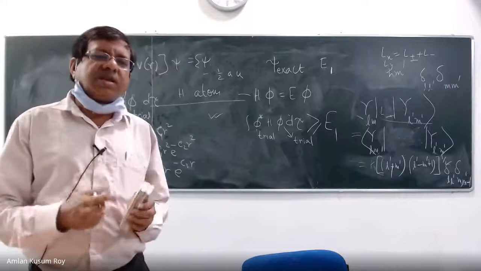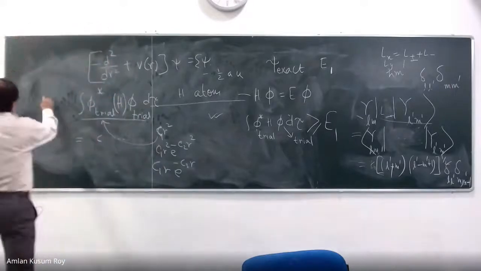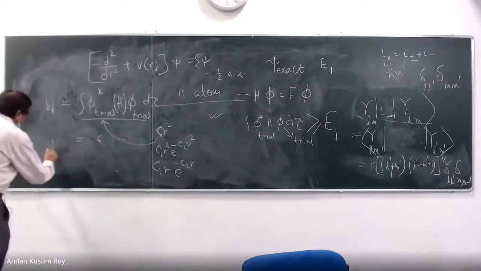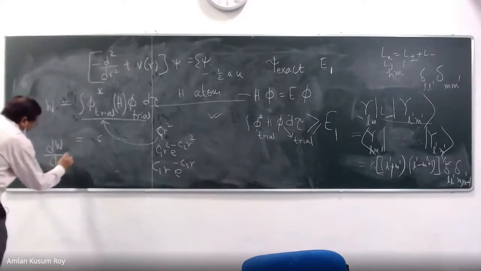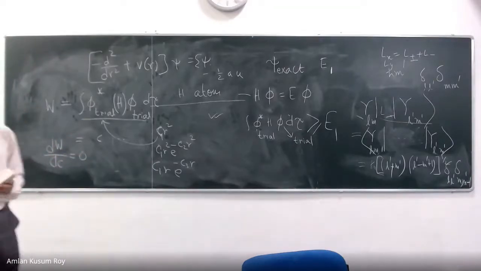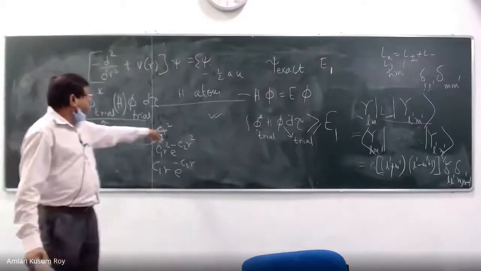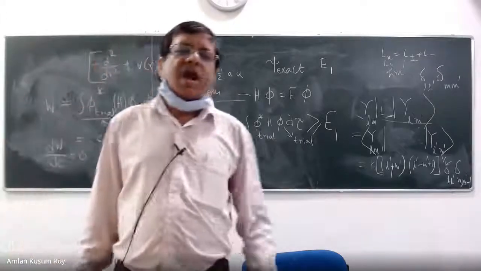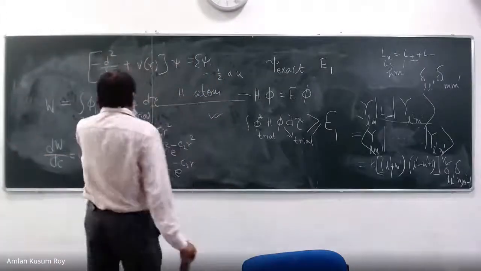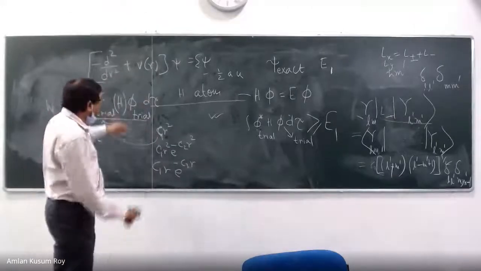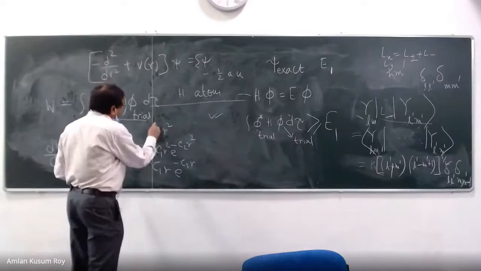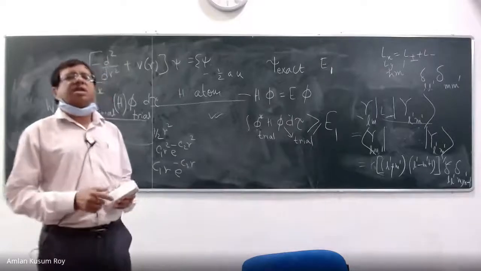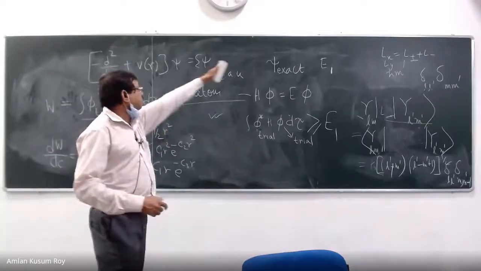That means you make the derivative of this equal to 0. So you consider this integral to be W, and then you consider dW/dC. Doing this gives you some conditions, some values of C, and you put that value into this function. Say suppose you get 1.5, or half. You got C, so then you use this function to find out the energy.